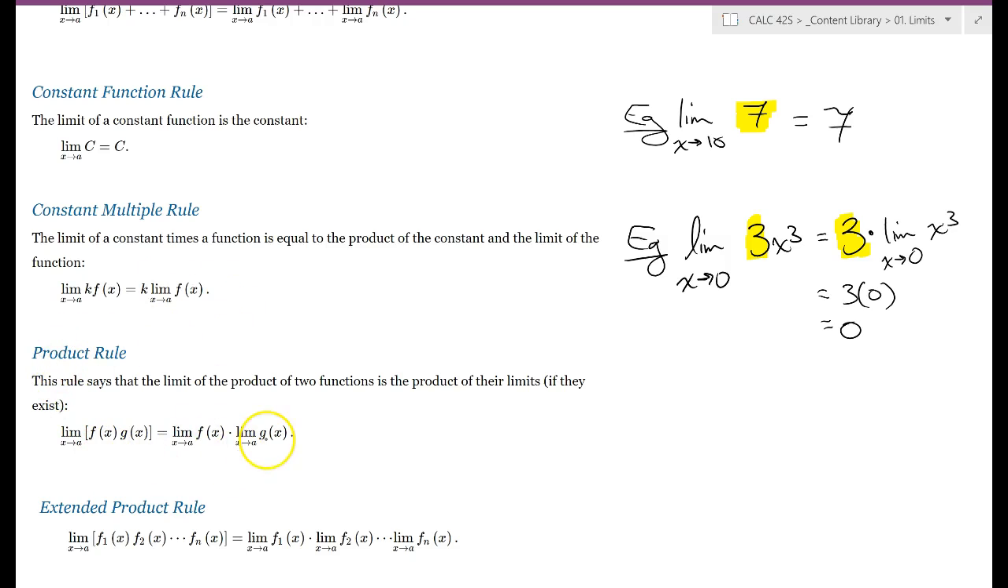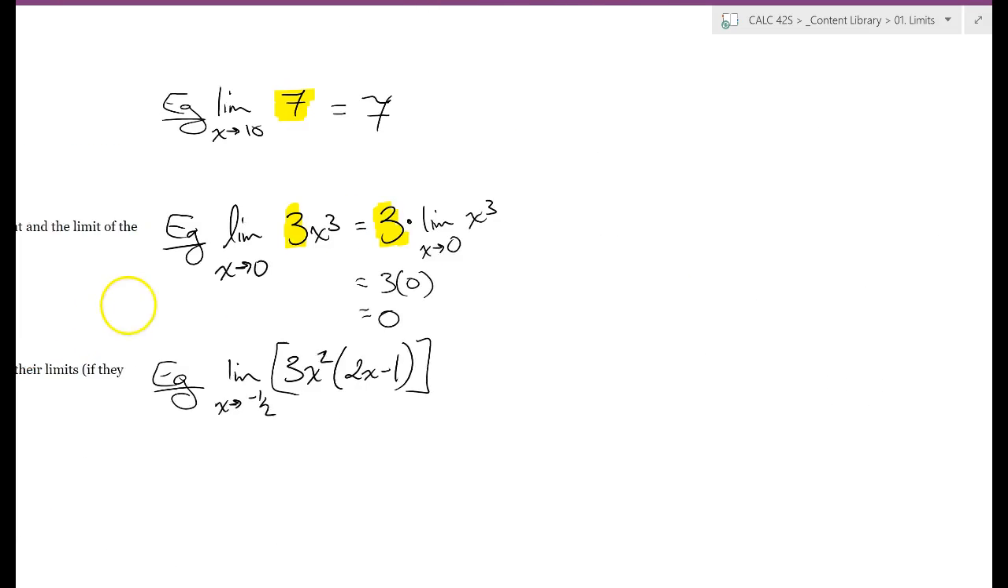So our product rule in general lets us break it apart the same way we break apart addition and subtraction. We can break apart multiplication. So when we see the limit as x approaches negative a half, why negative a half? Because why not? We've got 3x squared times 2x minus 1. We can break this down significantly.